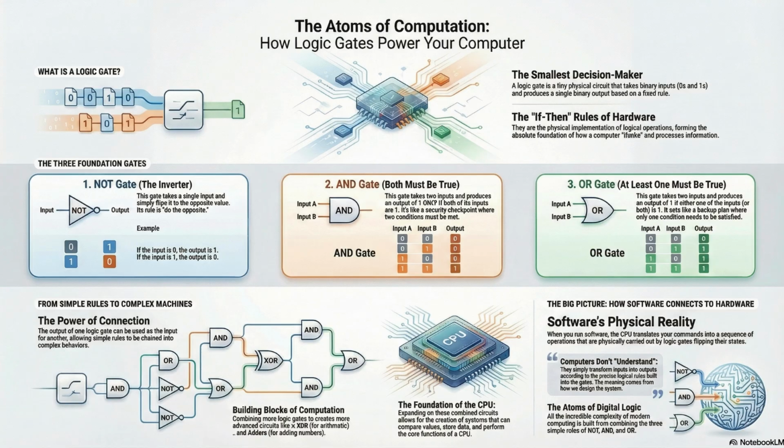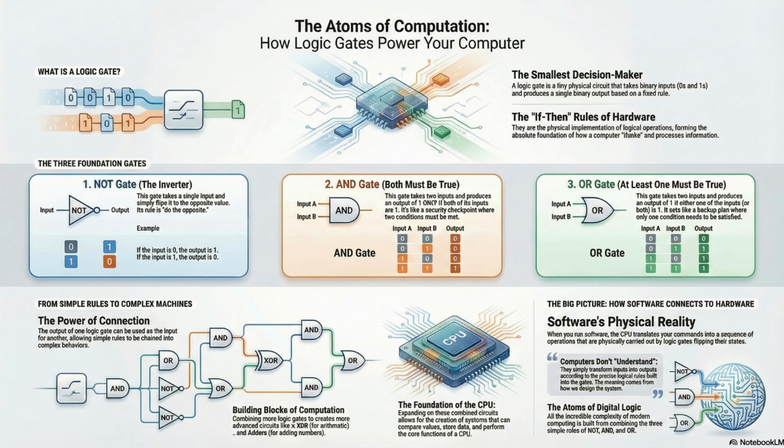Okay, that makes sense. So let's move to the second foundational gate. This is where we introduce multiple inputs. The AND gate. Yeah, now we're moving from a simple action to the simplest possible decision involving two things. And the rule here is very strict. The AND gate is all about both must be true.